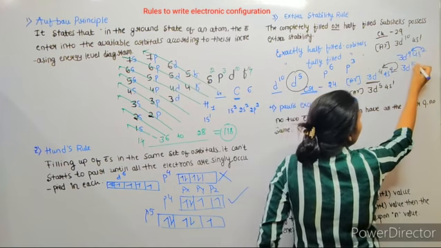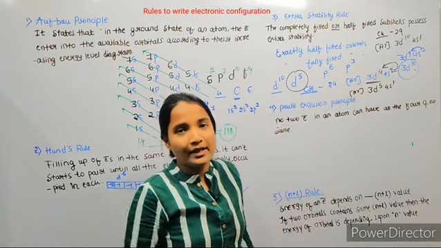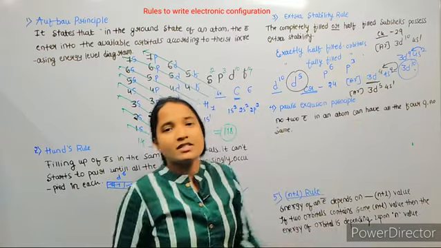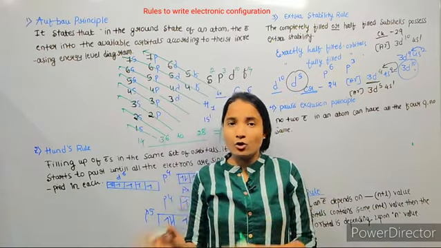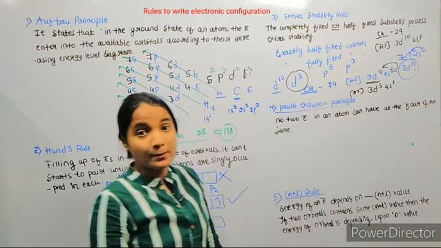Then it will become 3d10. 3d10 means it is exactly fully filled orbitals. Exactly fully filled orbitals means it represents stability. Okay, so this is about the extra stability rule. And next rule is the Pauli's exclusion principle.